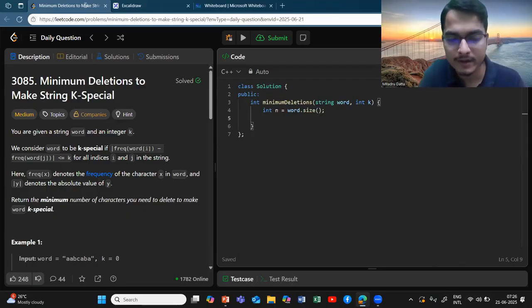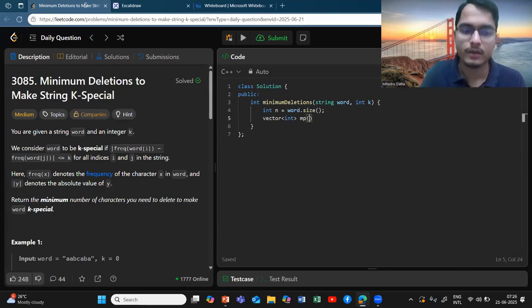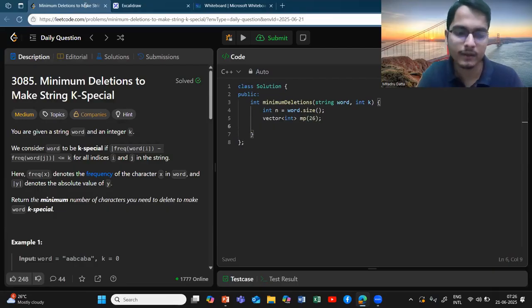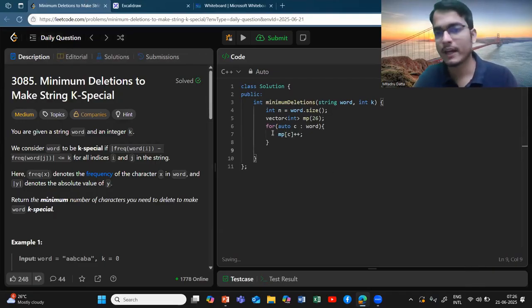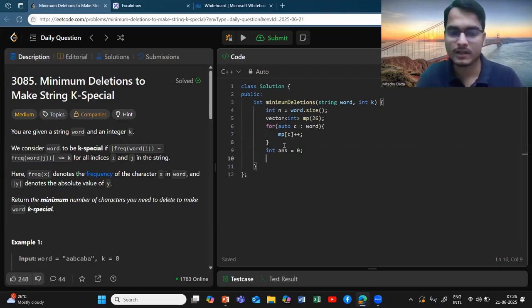And then you can create a vector of size, let's say, map 26. This is the frequency array that you are having, and you want to go to each word's length. So auto c, as I am doing, you are going through all the characters in the word and just iterating in the map, doing map of c plus plus. So you have stored the frequency of all the characters. Now you should definitely have an answer variable outside the for loop.